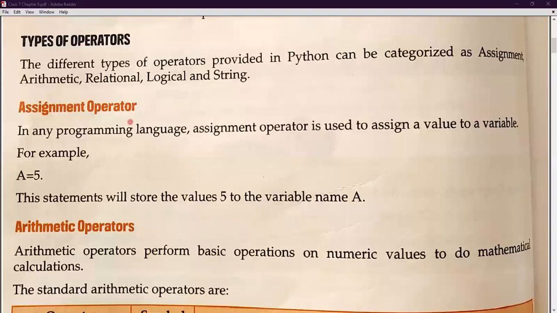Mark my point, students. The assignment operator is a very simple operator, but sometimes it may create some confusion also. So let's be attentive. In any programming language, the assignment operator is used to assign a value to a variable. For example, a is equals to 5. Mark my point, students, 5 is being assigned to a. Let's take an example. Let me draw this. If I am writing a is equals to, let's say, 10.